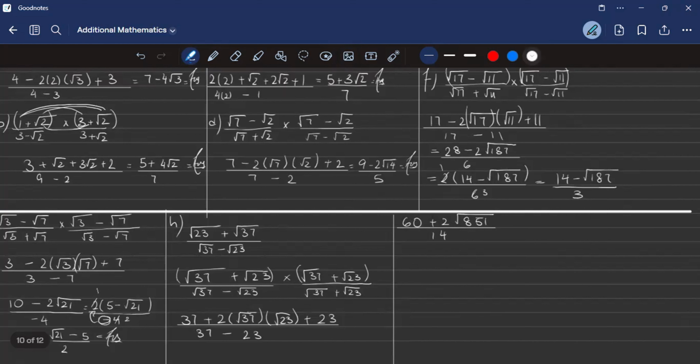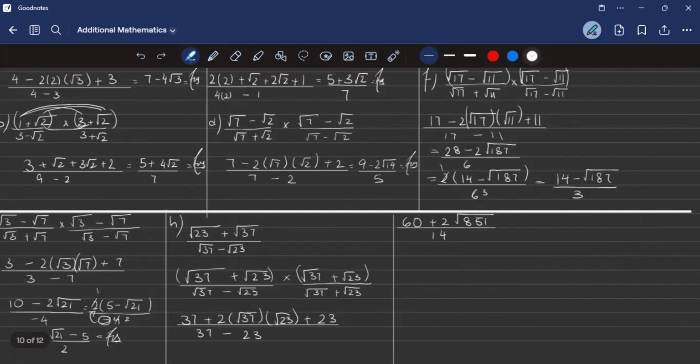Before we go forward, I would simplify 851 if it could be simplified. Let me just check it out. 851 here. Can we divide by something? No. So again, 851 is the simplest thing we could get. I realize that 851 cannot be divided by any prime factor, so it cannot be simplified further.